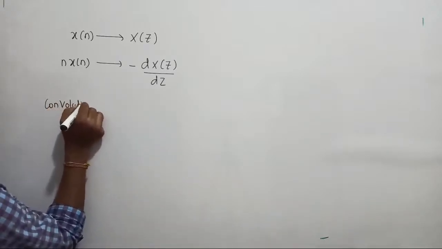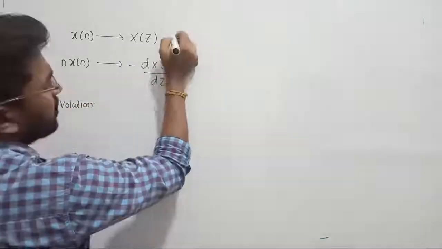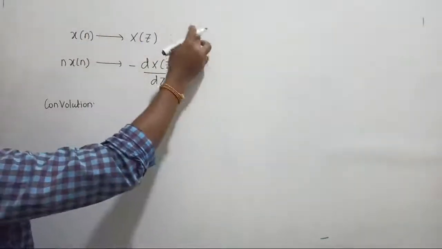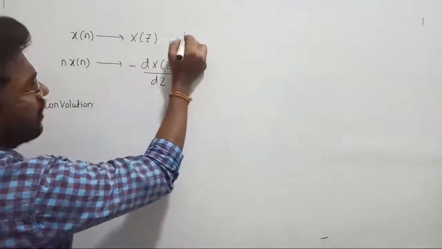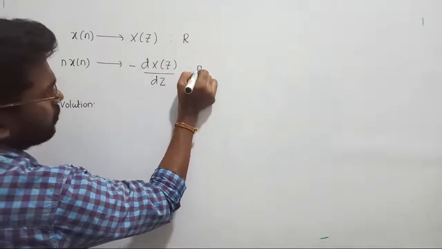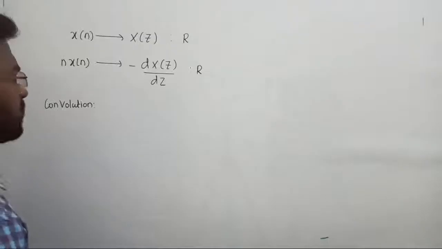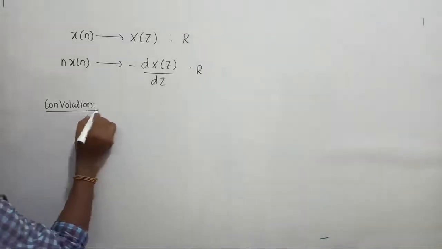And differentiation also, there is no change in the ROC. Don't panic, you can just write: if the ROC of x of n is R, then for x of z the same ROC is R. We are going to get the same ROC here also. There is no change in the region of convergence, right?